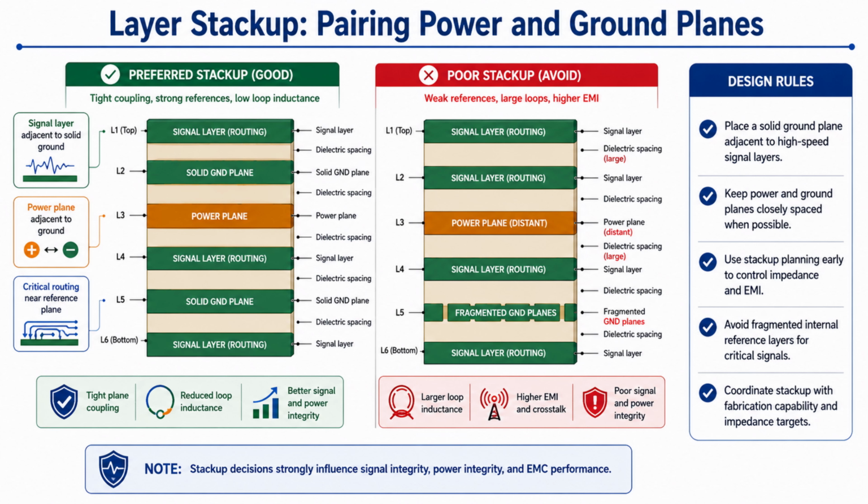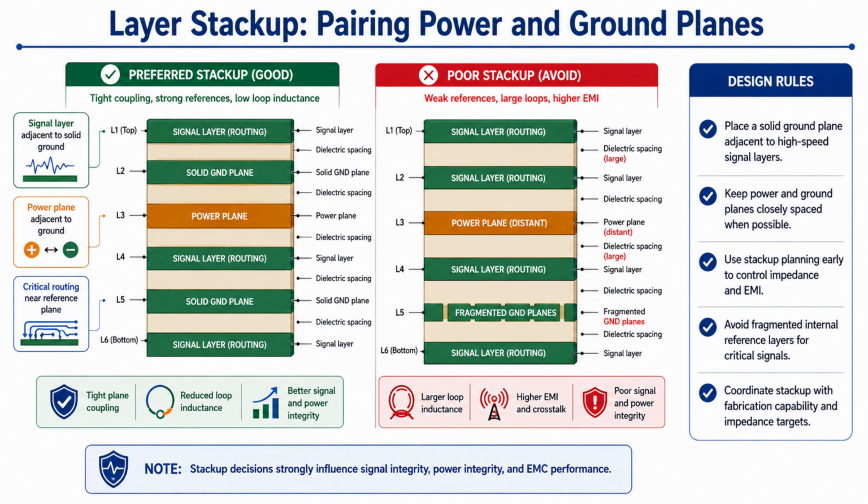Now compare that with the poor stack-up. Signals are routed far from solid references. The power plane is distant. The ground reference is fragmented. This creates larger loops, weaker return paths, more EMI, and worse signal behavior. A bad stack-up can make even clean routing perform badly.